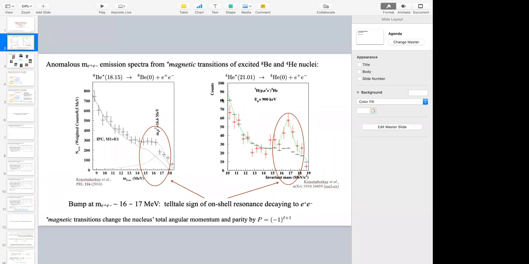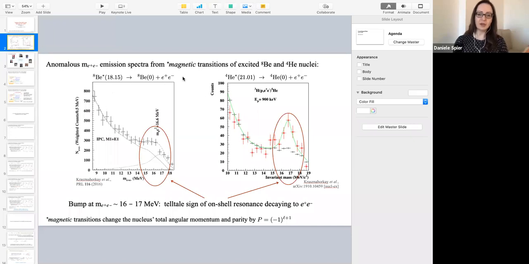Okay, so there were these anomalies that were reported in these magnetic transitions of the beryllium-8 and helium-4 nuclei. For those of you who don't think about this every day, the definition of a magnetic transition is one that changes the parity and angular momentum of the nucleus by this relation, shown at the bottom of the slide.